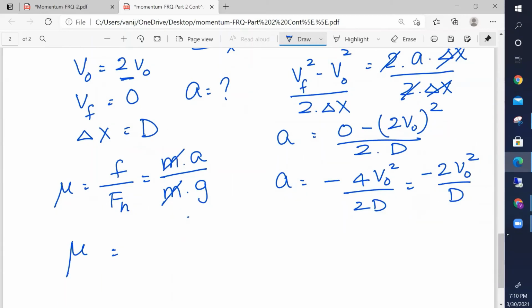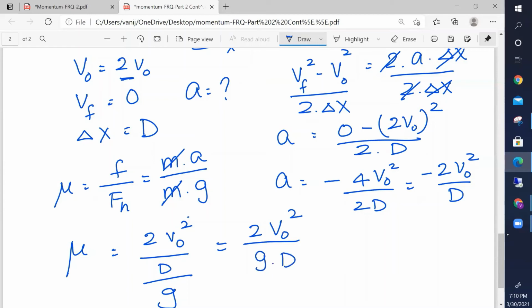I'm going to plug in the magnitude of my acceleration. So that is going to be 2V0 squared divided by d over g. And so this comes out to be 2V0 squared over g times d. So this is the coefficient of kinetic friction. The coefficient of kinetic friction is 2V0 squared over g times d. I hope that is clear to you.